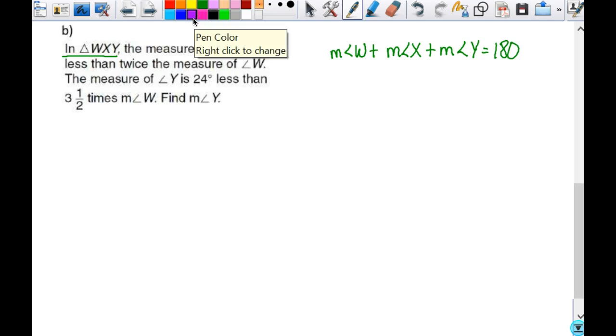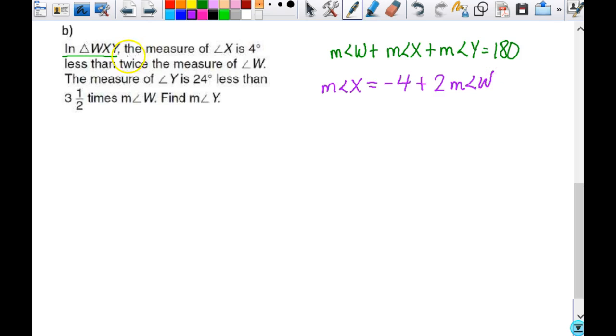So that's where we go back, and so that's basically this part. So then we go back and reread the rest of it. All right, so then it says the measure of angle X is 4 degrees less than twice the measure of angle W. Does that sound like something we could use to write an equation? Yes, okay. So the measure of angle X, what does "is" mean in math? Equals. 4 degrees less. What do I write down? -4. Than, plus twice the measure of angle W. 2 times the measure of angle W. So that's all this sentence. That make sense to you?